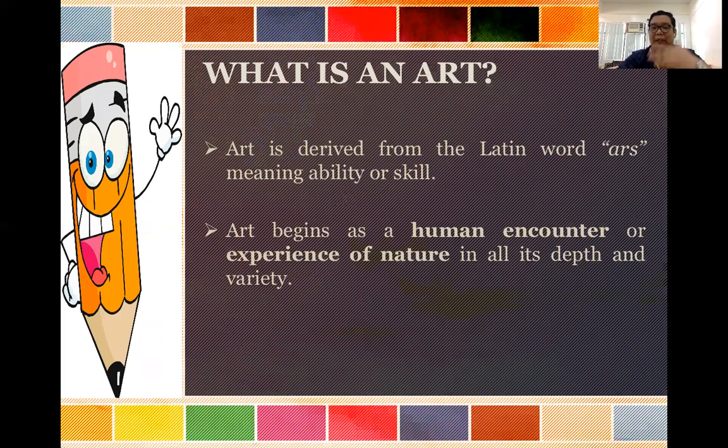So, what is art? Now that we have fully understood what humanities is, it's vital that we also understand what art is. Art is derived from the Latin word ars, meaning ability or skill. Art begins as a human encounter or experience of nature in all its depth and variety. So we cannot really say that we experience arts unless we experience human encounter.